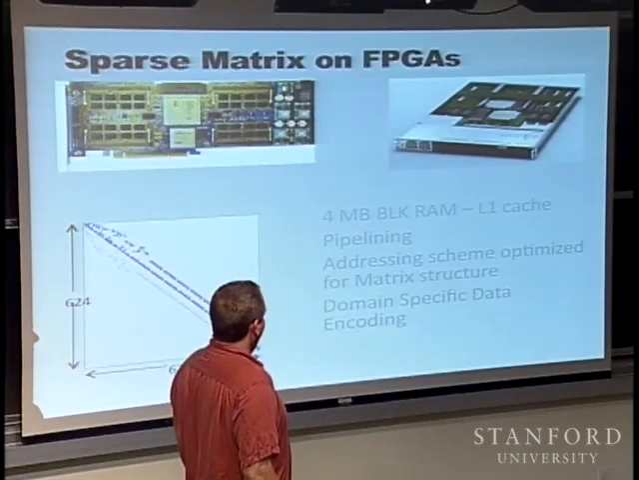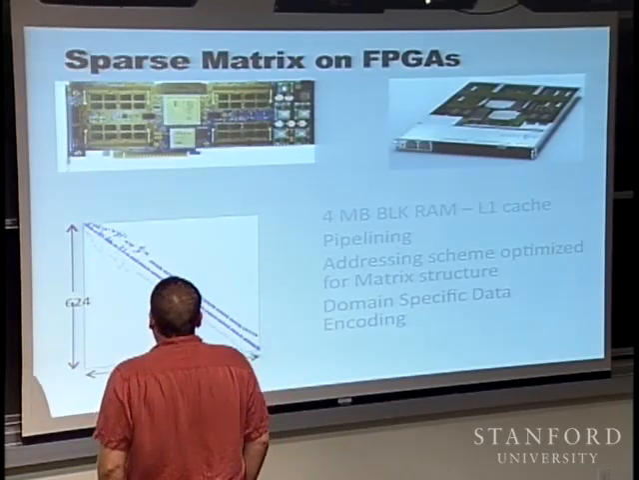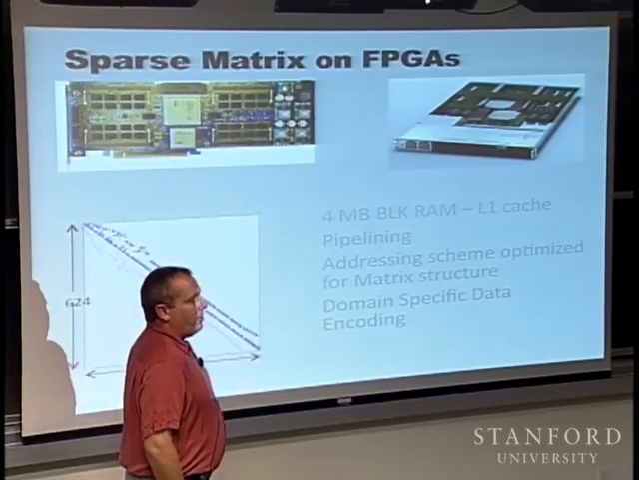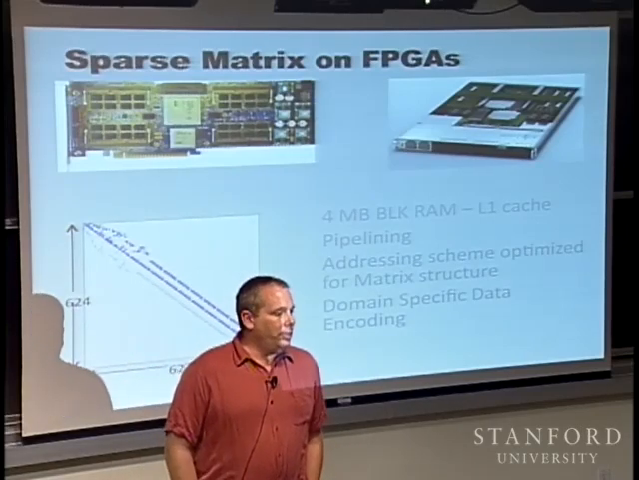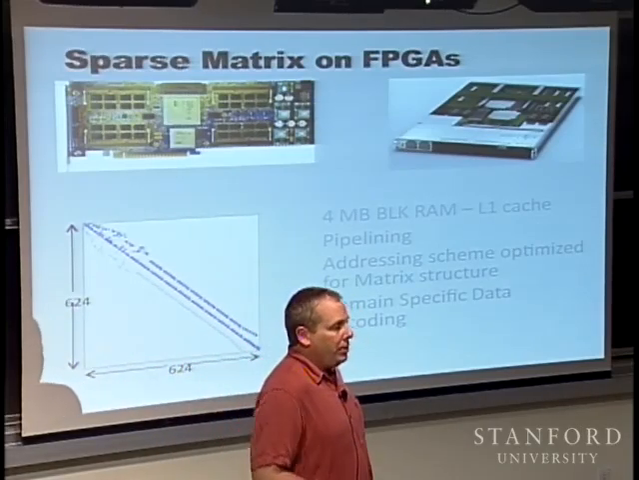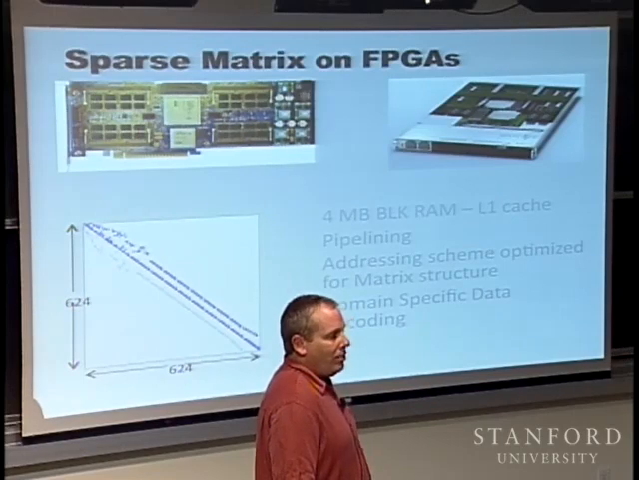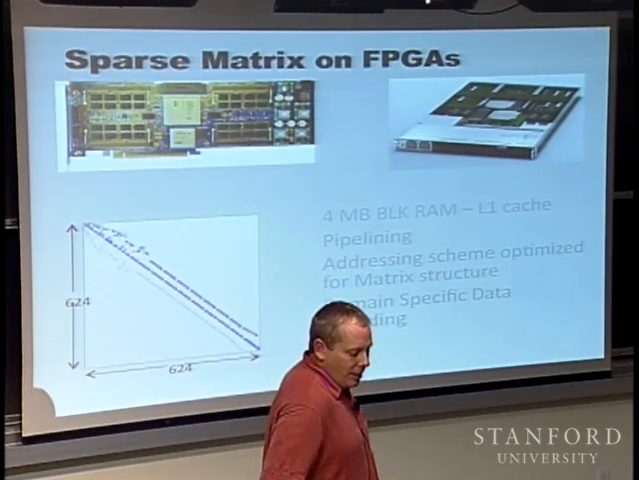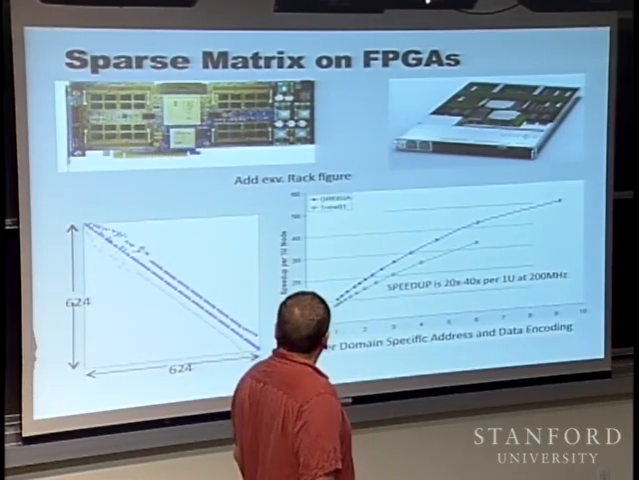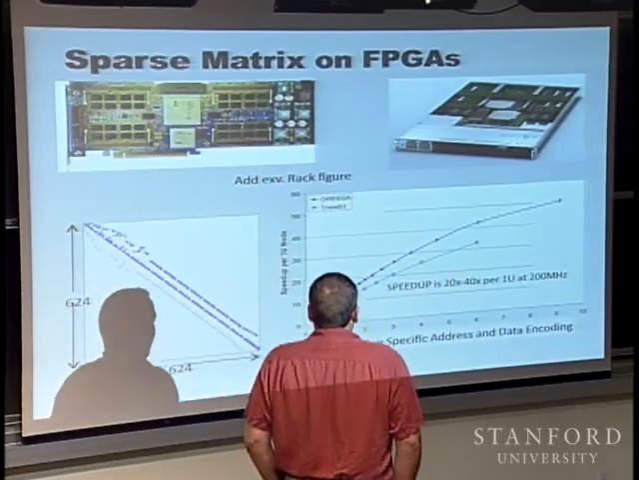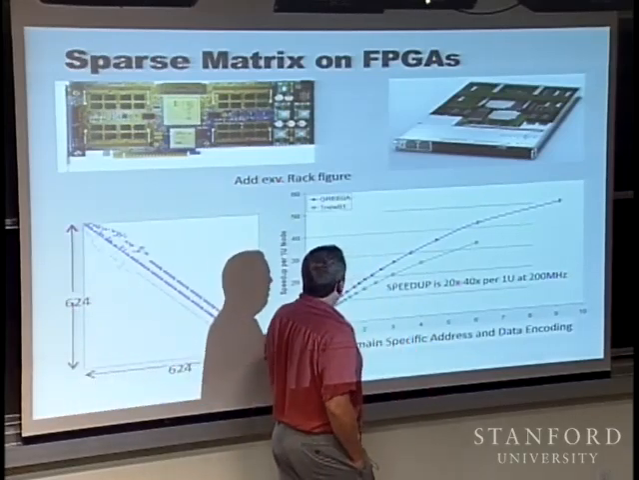And then they did another trick, and they said, well, I'm solving an inversion problem. At early iterations, why do I need to use high precision numbers? Why don't I start with low precision numbers and increase my precision over time? And that's what they did. And this is the speed up they got.